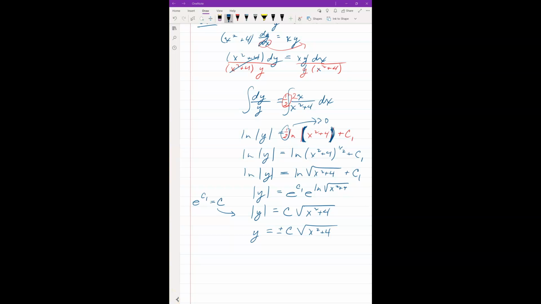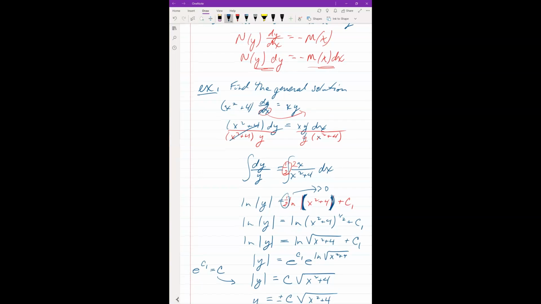Now, if we wanted to, we could say let k equal plus or minus c, and that would lead us to the general solution here of a constant k times the square root of x squared plus 4, like that. And there's our solution. This is the general solution to the differential equation that we started with at the top, right here.